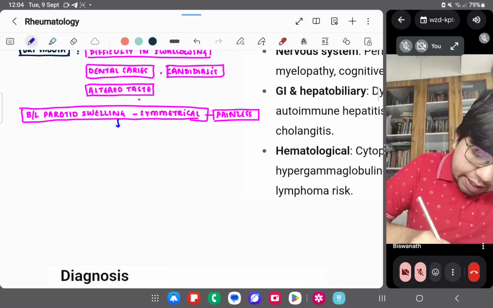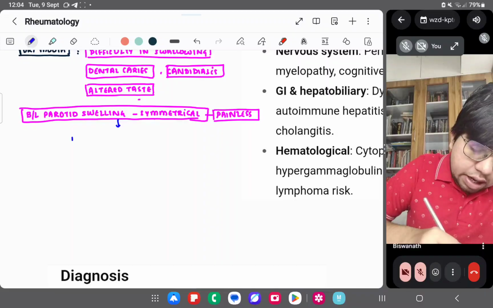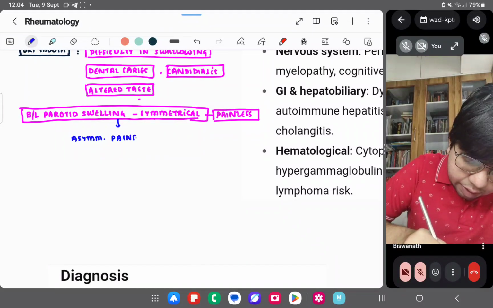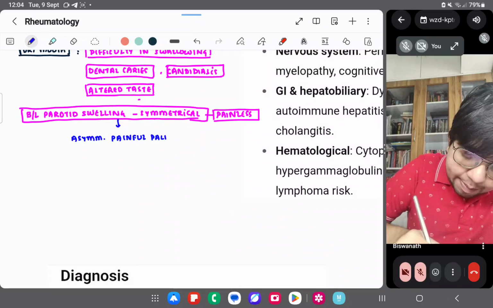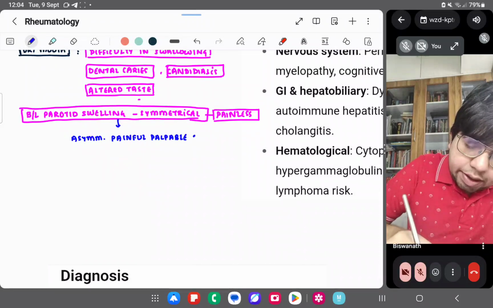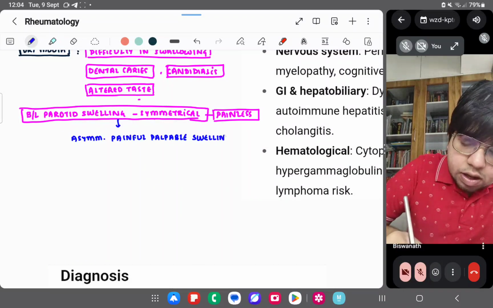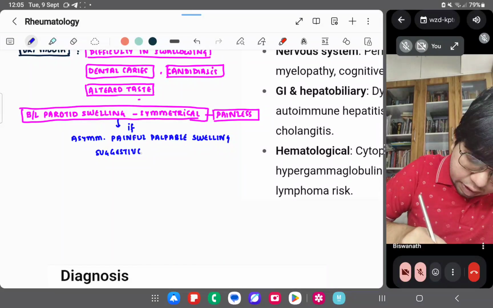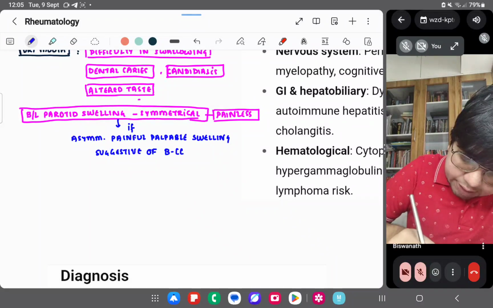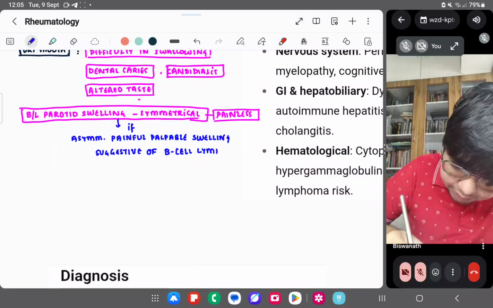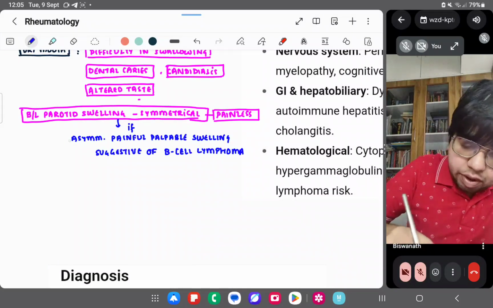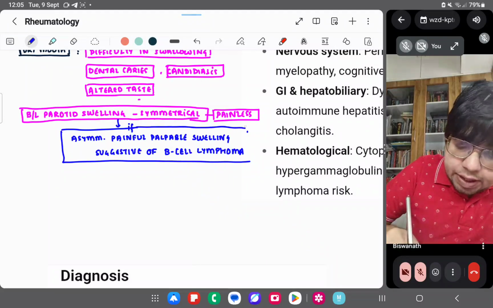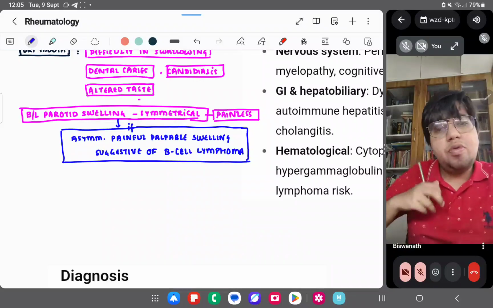If the patient presents not like this, but with asymmetrical, painful, palpable swelling, suggestive of B cell lymphoma, very, very dangerous. It's a very bad prognosis. Okay. So if it is a painless swelling, then Sjogren syndrome, no need to worry.